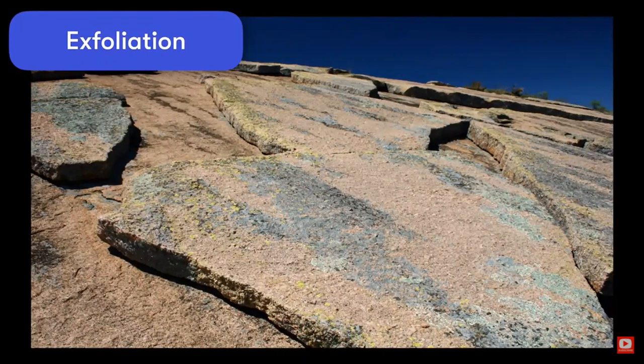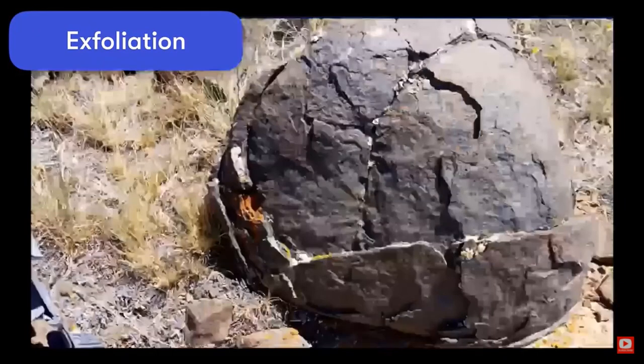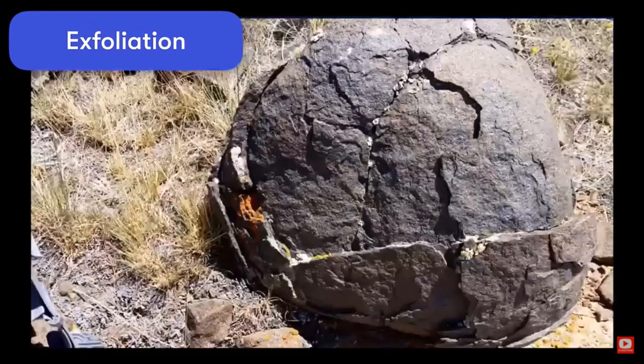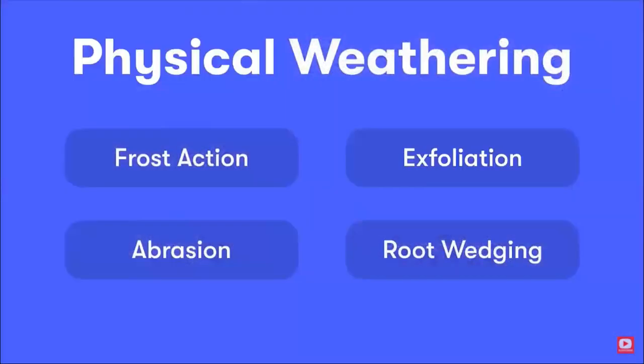And if this happens day after day, night after night, it weakens the outer layers of the rock until they eventually begin to crack and peel apart like this or like this right here. It's almost like the rock is shedding its outer layers and physically or mechanically breaking apart, largely as a result of these temperature changes.